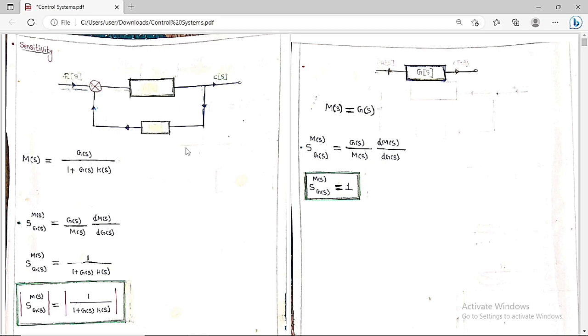The aim of this lecture is to discuss the control system formulas in a very detailed manner.